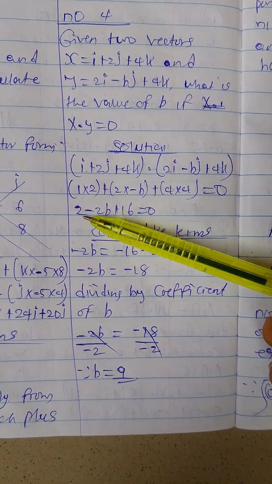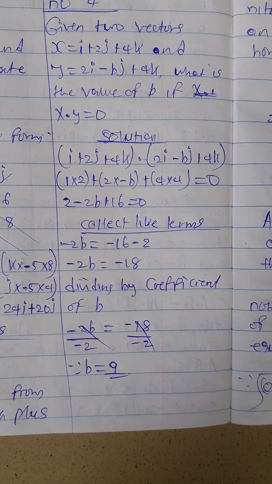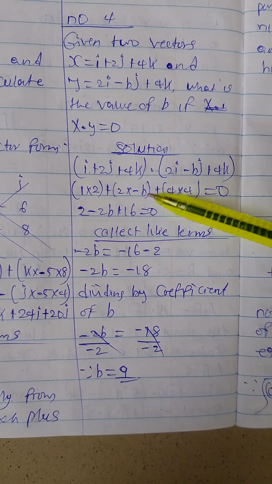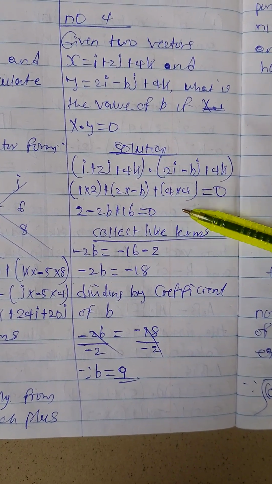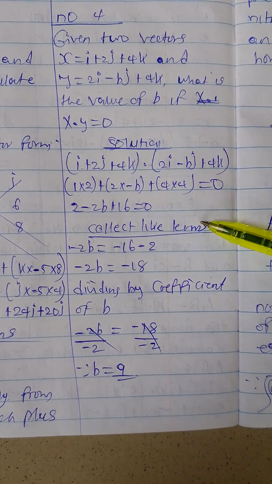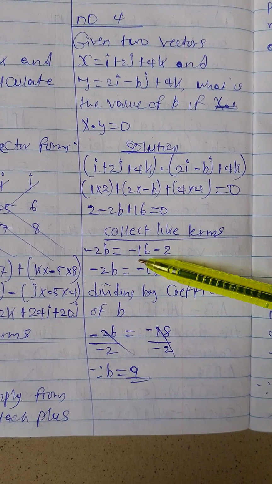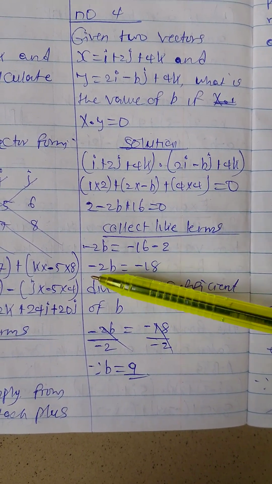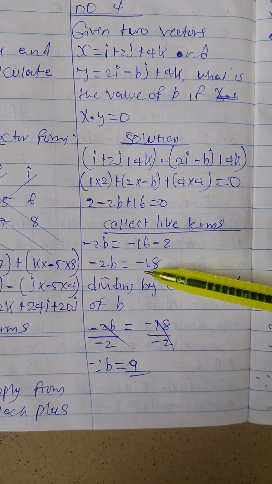That becomes 1 times 2 is 2. 2 times minus b is minus 2b. So plus times minus is minus 2b. And here 4 times 4 is 16. So that becomes plus 16 is equal to 0. Now what do you do? Collect like terms. That becomes minus 2b is equal to, this crossover here becomes minus 16, and this crossover here becomes minus 2. So minus 2b is equal to minus 16 minus 2 is minus 18.